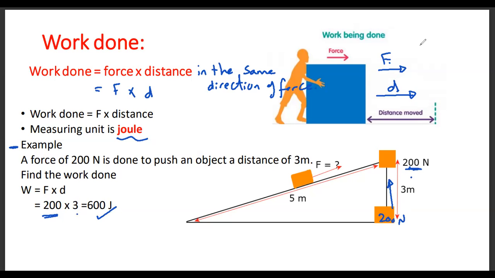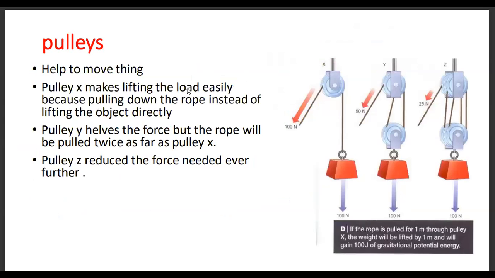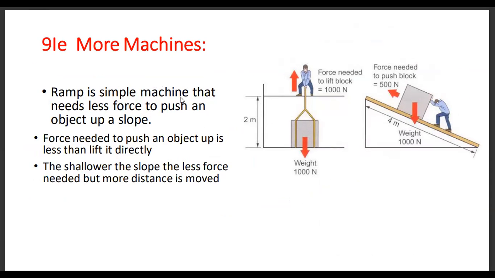Then let's go to another simple machine, which is the ramp. A ramp is a simple machine that needs less force to push an object up a slope. If we need to lift this object upward, we have to apply a force of 1000 Newton, and the object travels from here to here, 2 meters. So the work done in this case will be 1000 times 2, which is 2000 joule. Here the force applied by the person must be 1000 Newton.